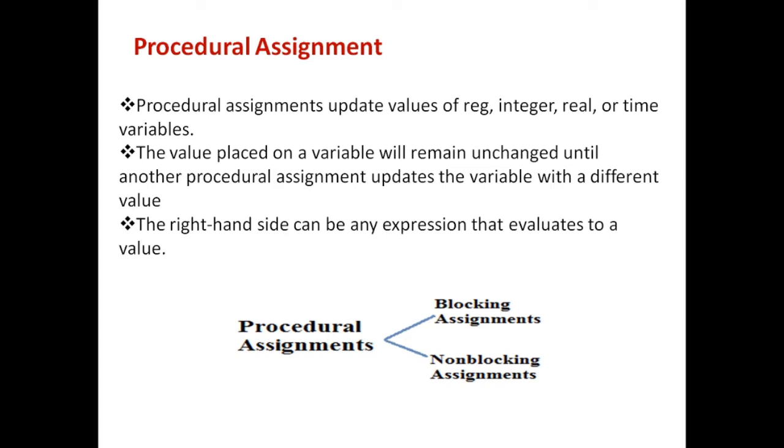Okay. As you have learned in data flow abstraction, the RHS of your assignment operator can be any expression that evaluates to some value, and that value will be assigned to the variable present on the LHS of your assignment operator. Now these procedural assignments can be categorized into blocking assignments as well as non-blocking assignments. So what are these blocking and non-blocking assignments? We'll see now.